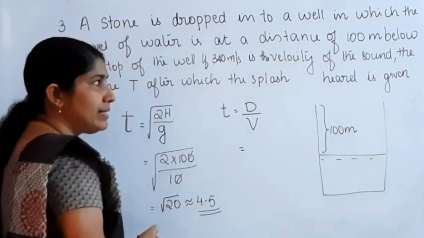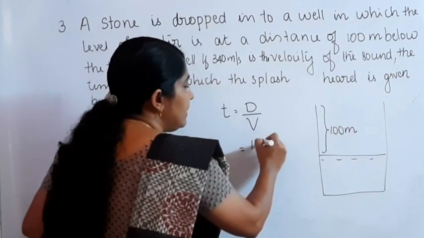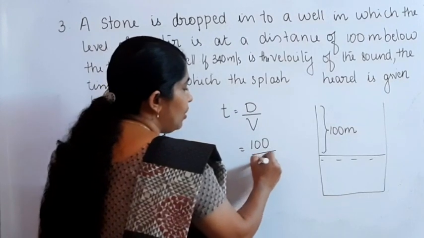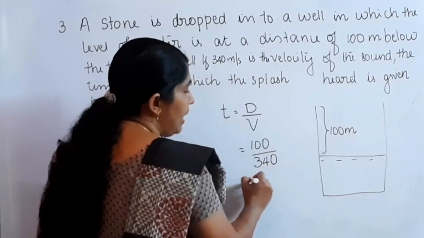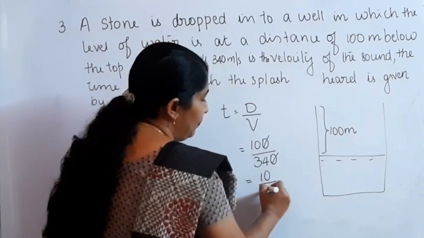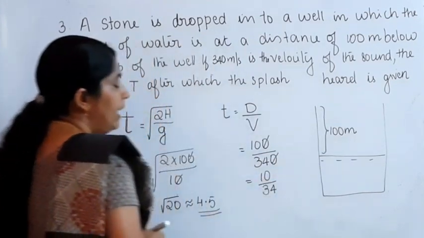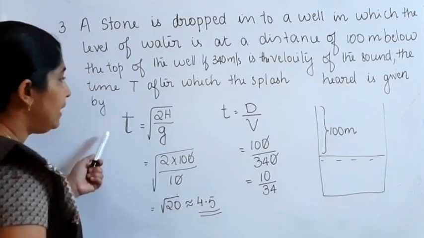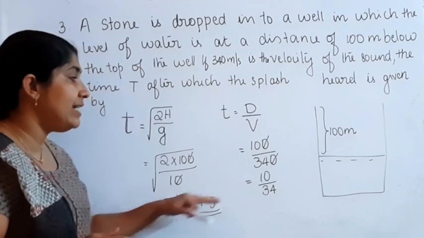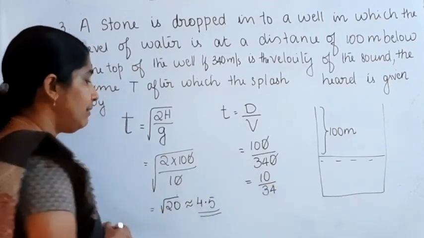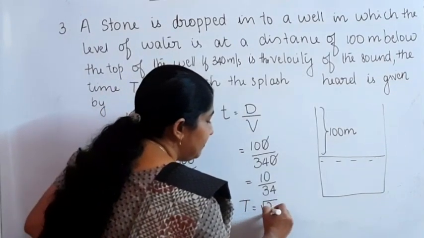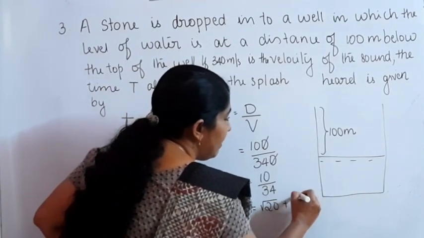Distance is equal to 100 meter, so that's 100 divided by the velocity of the sound, which is 340. Then it becomes equal to 10 divided by 34. Okay, 10 by 34. Then what about the total time taken? Total time is equal to root 20 plus 10 divided by 34.